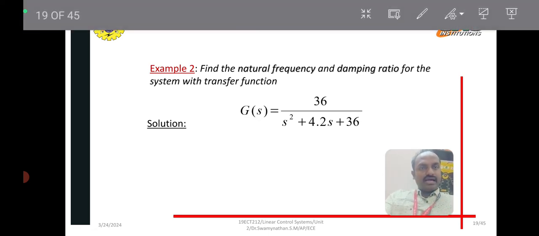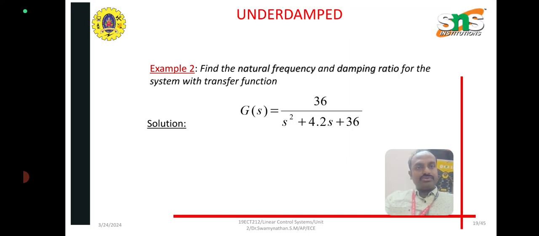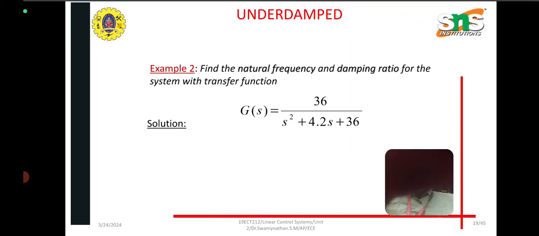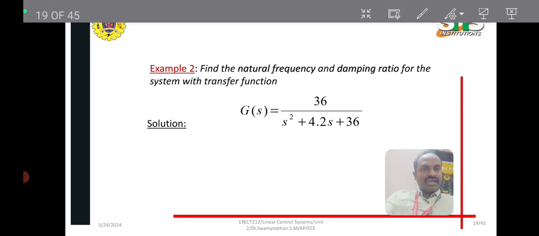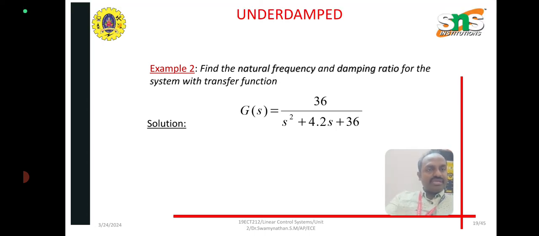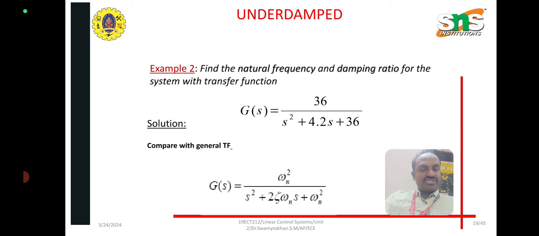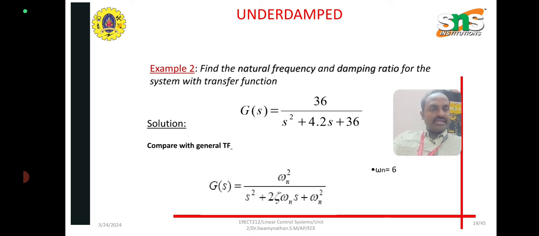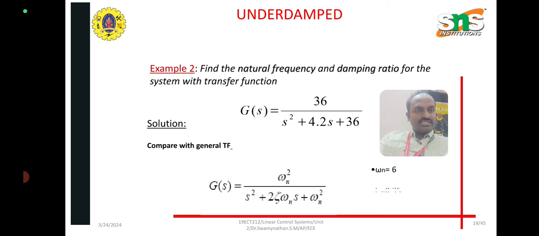Next, we will discuss the underdamped case. Find the natural frequency and the damping ratio of the system. G of S is equal to 36 divided by S squared plus 4.2 S plus 36. Compare with the standard transfer function omega n squared divided by S squared plus 2 zeta omega n S plus omega n squared. So you can get omega n squared is equal to 36, so omega n is equal to 6 and zeta is equal to 0.35.